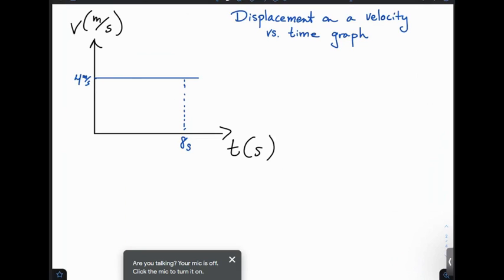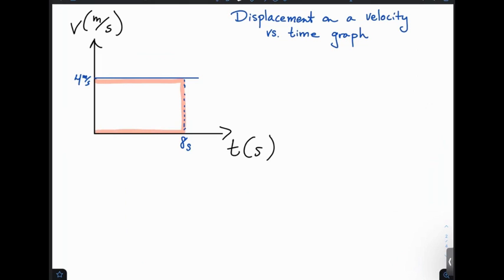Today, I'm going to show you how to use a velocity versus time graph to determine displacement. So, how this is going to work is I'm going to have you first just think about the area between the line on the graph and the horizontal axis. And so I want to figure out what is the area of this.